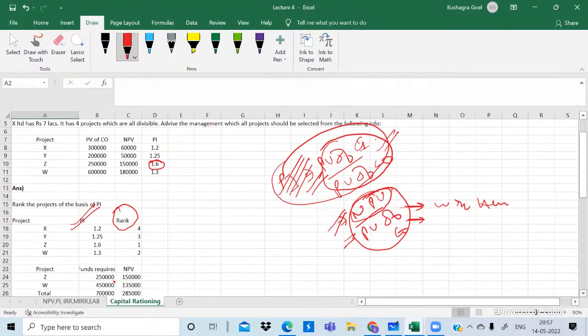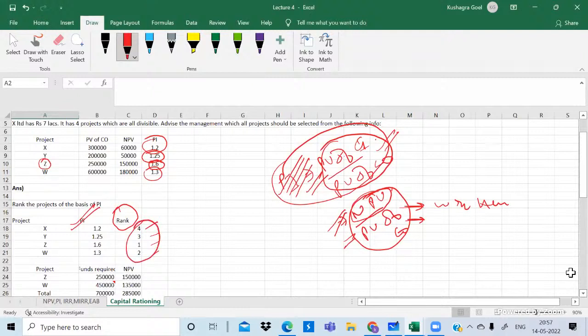So now, once I know the profitability index, I'll do the ranking. My first rank will go to project Z because it has the highest profitability index, which is 1.6, which means for every 1 rupee of investment, Z will give me 1.6 rupees. So I'll spend 1 rupee, but Z will bring an inflow of 1.6. Second rank will go to W because for every 1 rupee, I'll generate 1.3 rupees. Then the third rank will go to Y and the fourth rank will go to X. So that is how I give the ranks as 4, 3, 1, and 2.